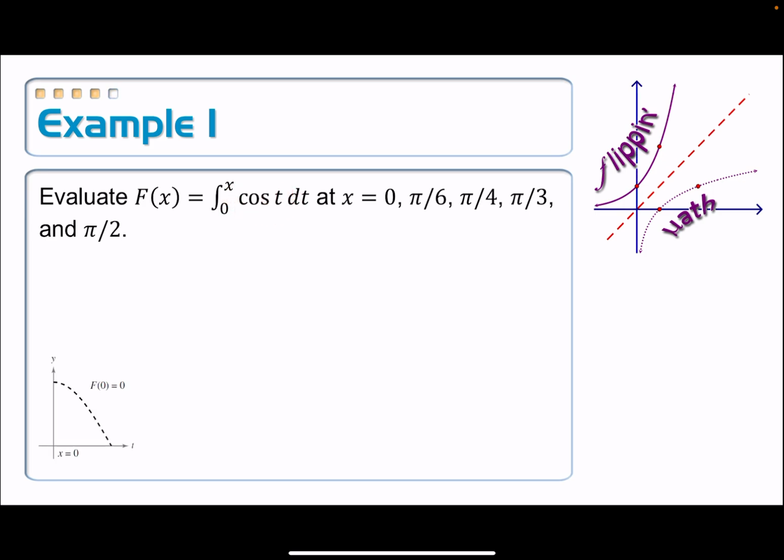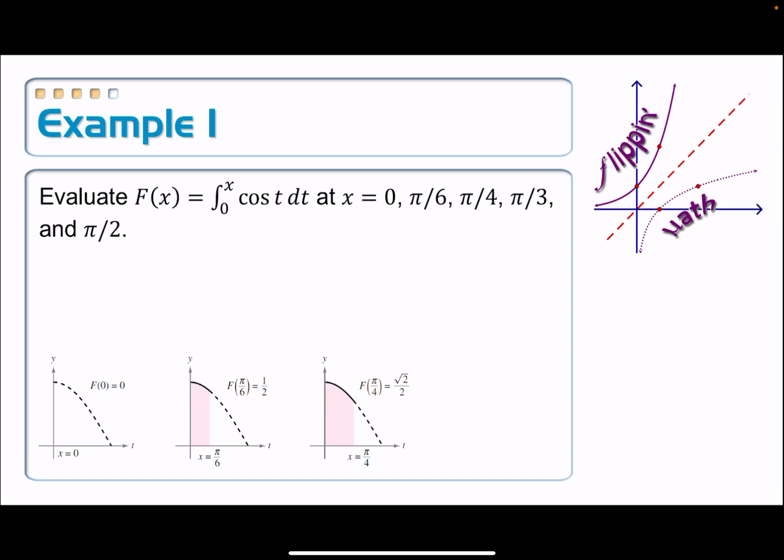So here's our first point. It's 0, 0. Now I'm going to plug in pi over 6. From 0 to pi over 6, what's the area underneath the cosine function? It says that it's a half. Now we're going to go from 0 to pi over 4. What's the area underneath the cosine function? It's root 2 over 2.